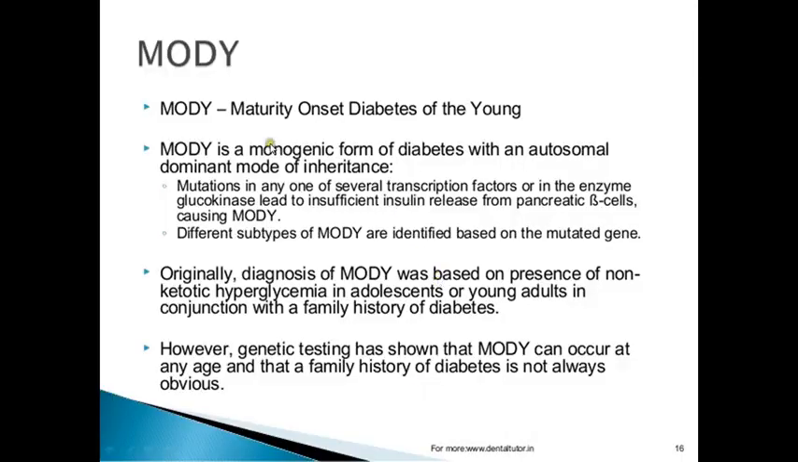So now coming to MODY. MODY is maturity onset diabetes of the young. It is a monogenic form of diabetes with an autosomal dominant mode of inheritance. It is a mutation in one of several transcription factors or the enzyme glucokinase responsible for the release of insulin from the beta cells that leads to MODY. There are different types of MODY. Originally, diagnosis of MODY was based on the presence of non-ketotic hyperglycemia in adolescents or young adults in conjunction with a family history of diabetes. However, genetic testing has shown that MODY can occur at any age and that family history of diabetes is not always obvious.